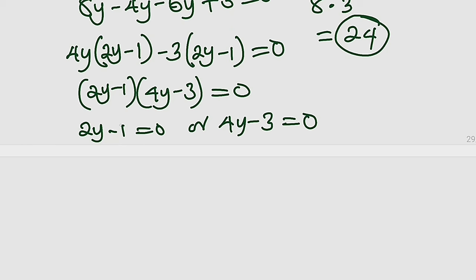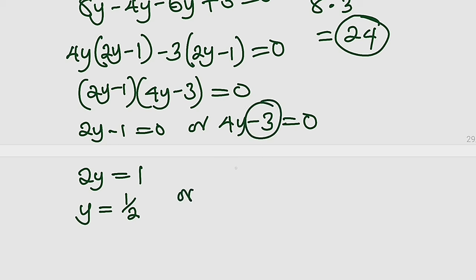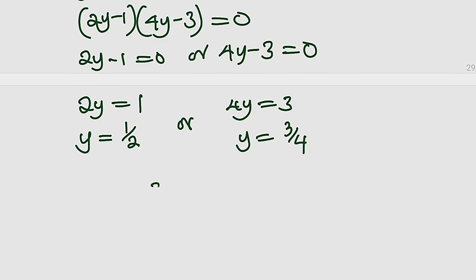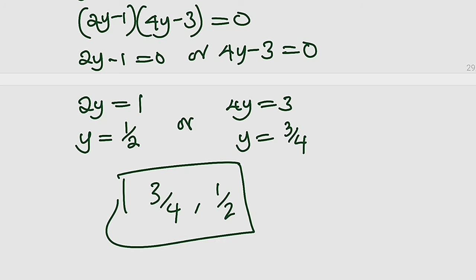So let's start with the first one. If you take negative 1 to the other side, it becomes positive. 2y equal to 1. Divide both sides by 2. You have y to be 1 divided by 2. Or you take this one to the other side, it becomes positive. You divide both sides by 4, you have y equal to 3 divided by 4. And hence, 3 divided by 4 and 1 over 2 are said to be the solution to this problem.